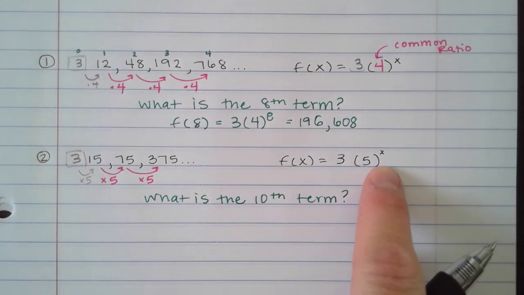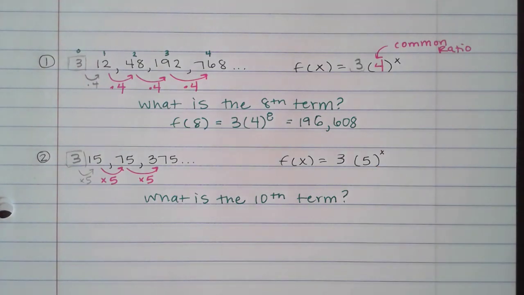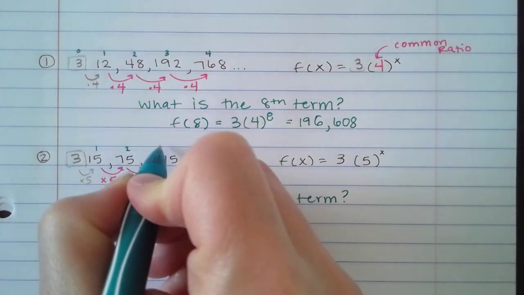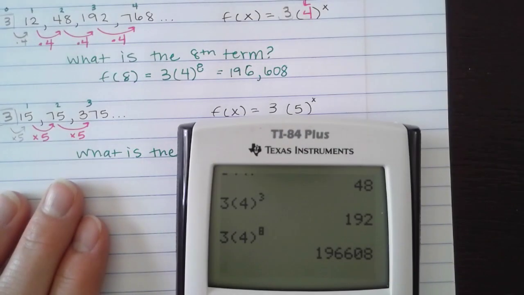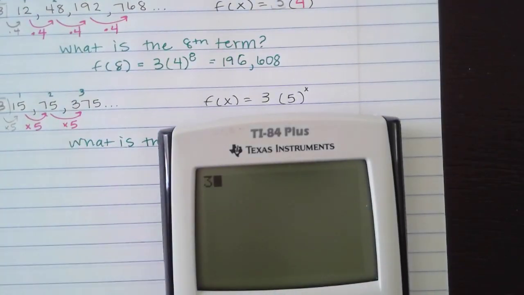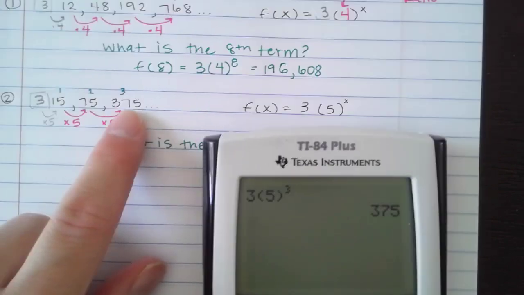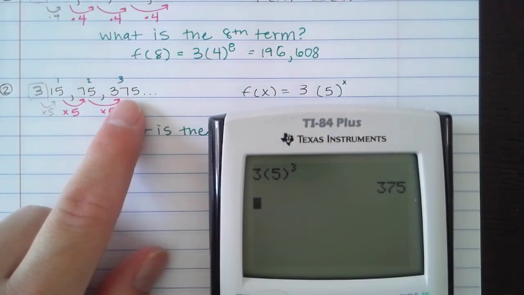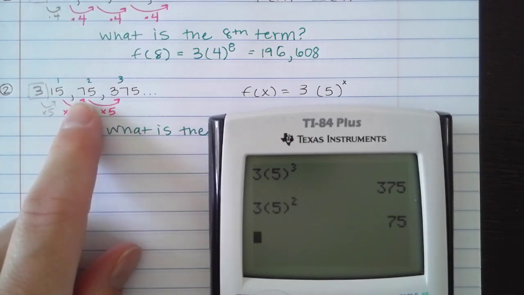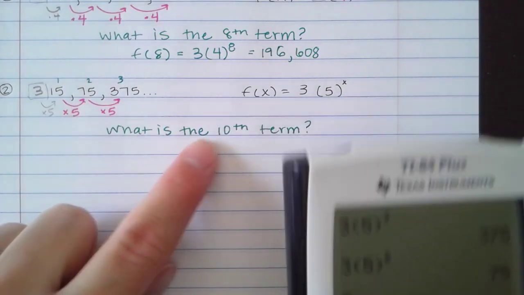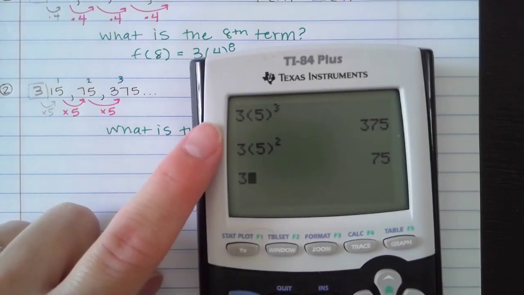So I have my function. I want to know what the 10th term is. You just plug it in. And I want to remind you how this is working. First term, second term, third term. Let's just take a little break here. 3 times 5 to the power of 3. Hey, that better give me my third term. You need to be able to see that there's a pattern there. 3 times 5 to the second term. Oh, yep, that's 75. So if I'm looking for the 10th term, I'm going to plug in 10.